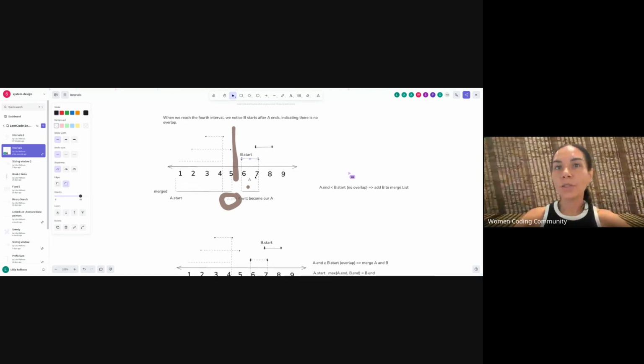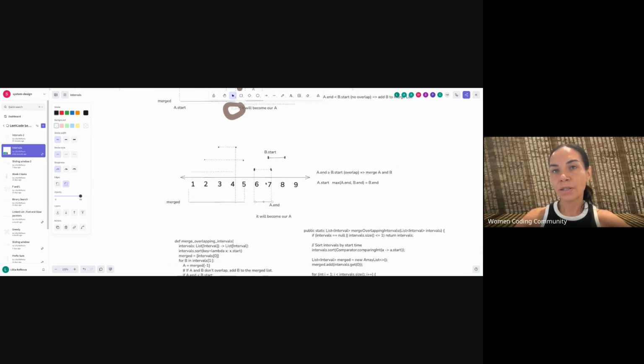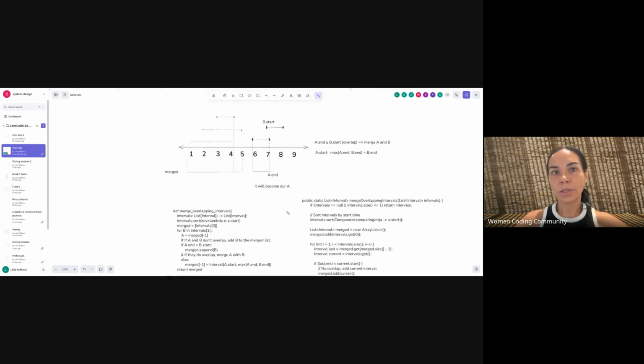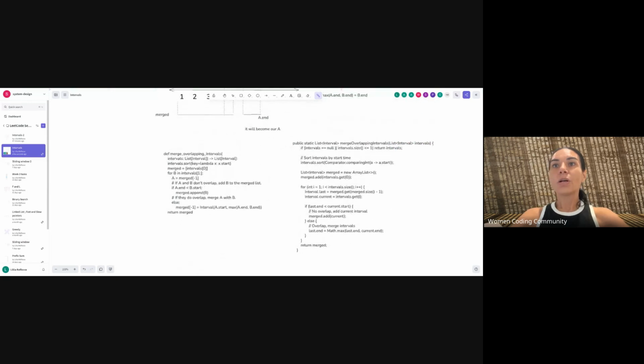Okay, so now that we're confident here, we move to our A interval. We compare B and A. Now they are overlapping, starting at the same time and ending at the same time, so we merge them and receive a new one. So basically, that's how we are merging, and that's it for this task. This is the code.